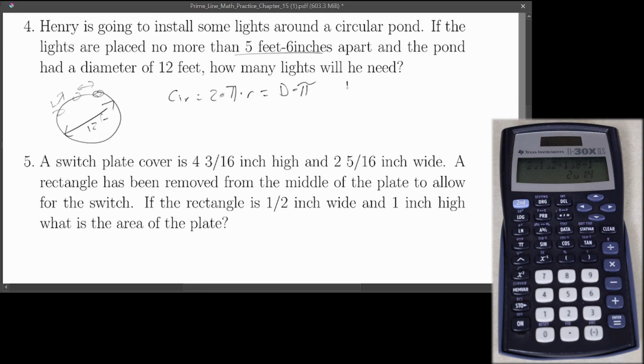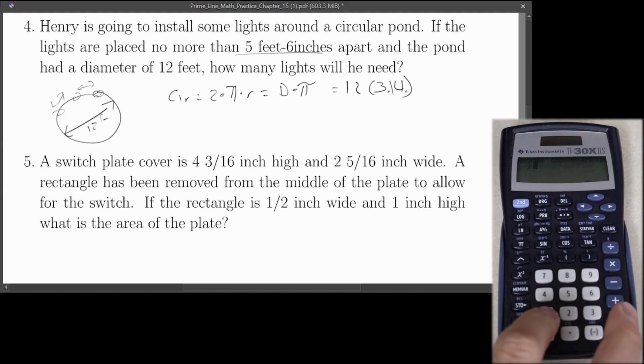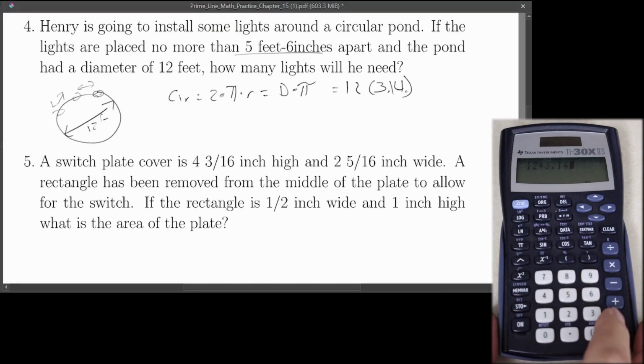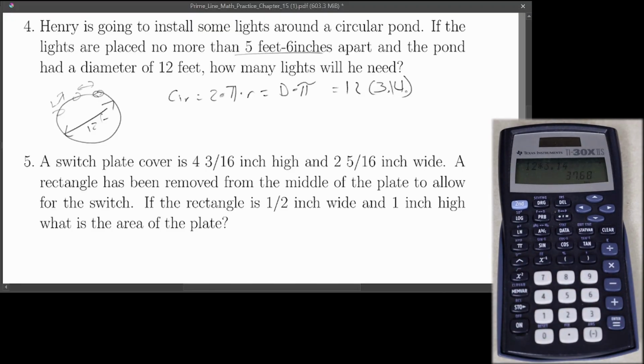And so we've got 12 times our pi, and we can say 3.14 for our pi value. So 12 times 3.14, and we get a total, for our circumference, of 37.68. And that's feet.